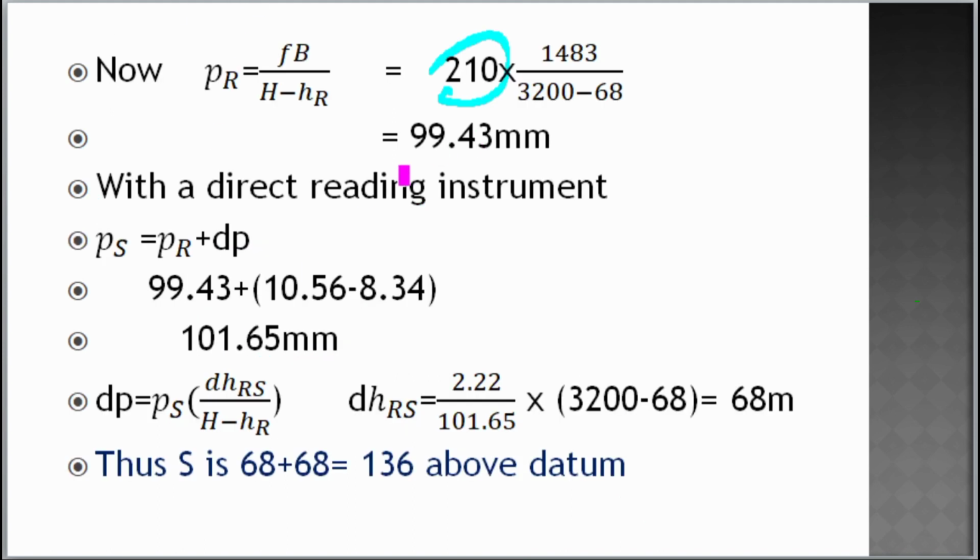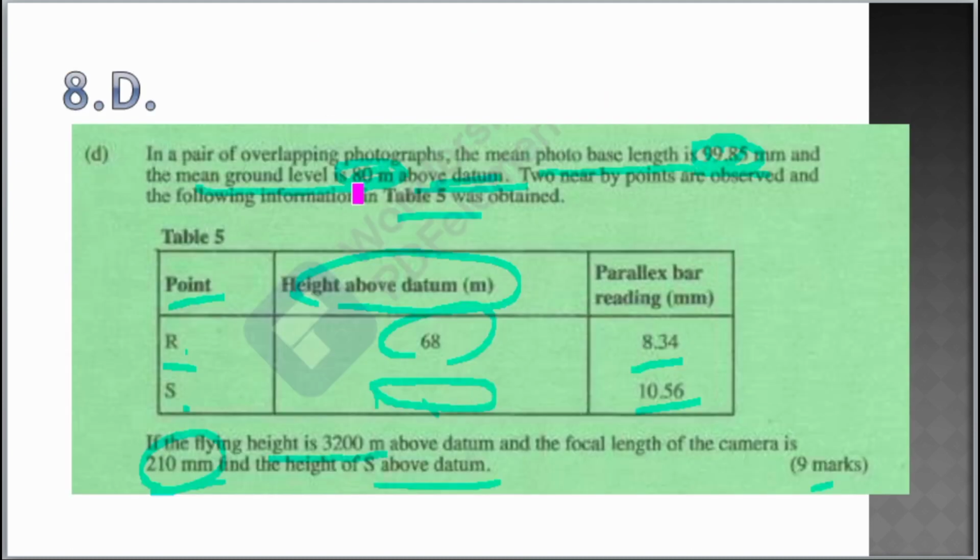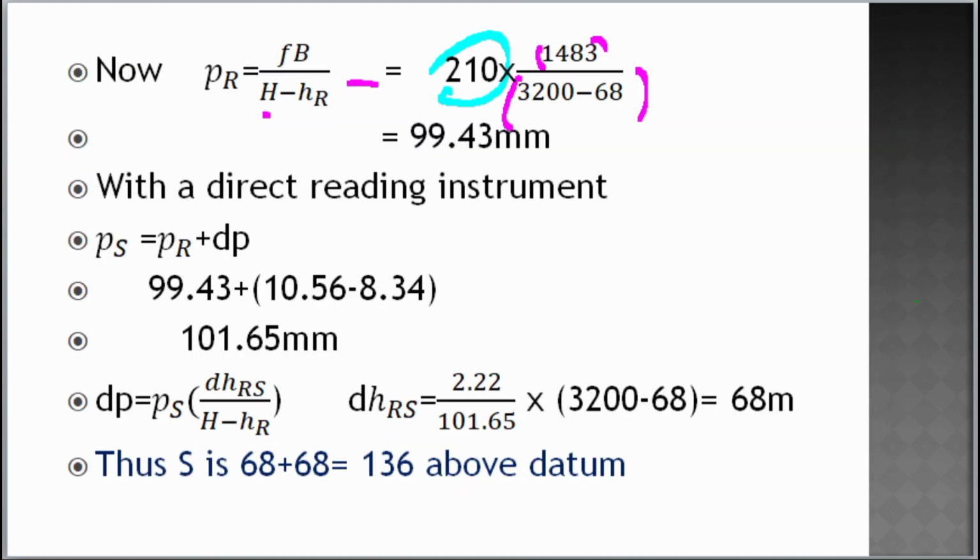By multiplying that, the airbase B, then subtract the flying height given to us here in the question, then the height above datum there. This is just a simple representation. By doing that, I'll have calculated the parallax at R. So my parallax at R will be 99.43 millimeters.